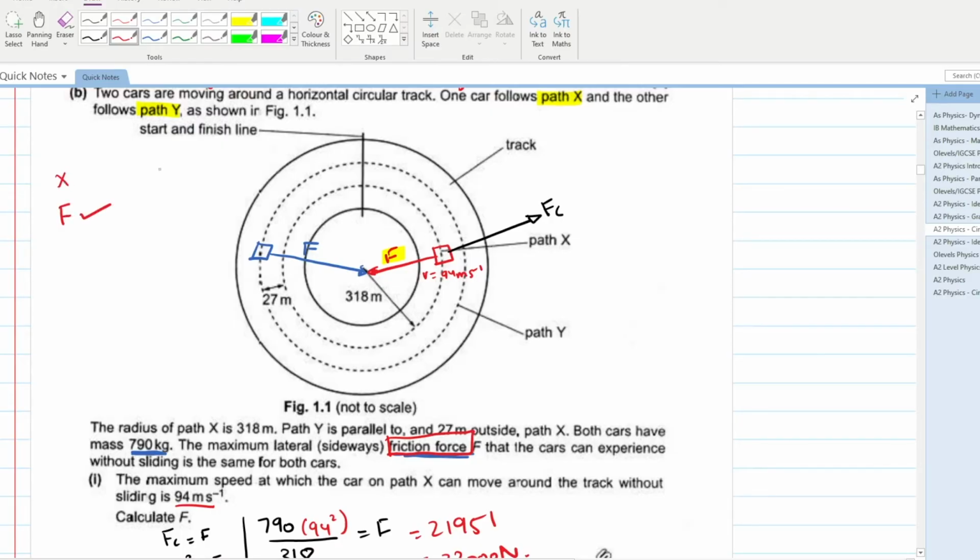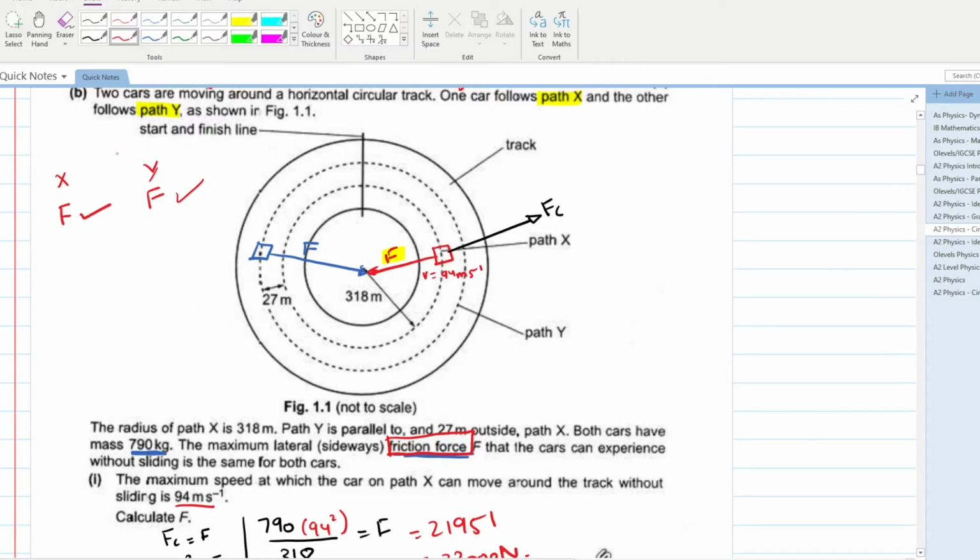On X also F is acting, and on the Y path also. The frictional force or centripetal force acting is what? F. And we also know that the masses are also the same. The mass of both is 790 kg.